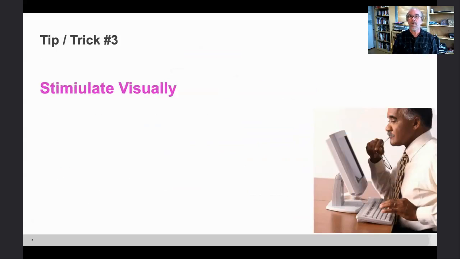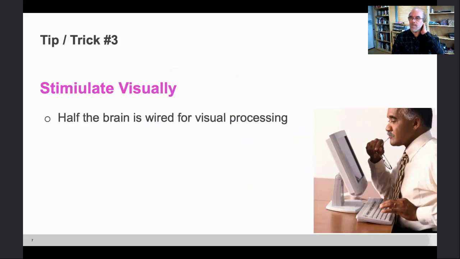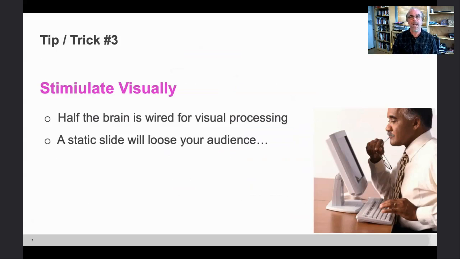Now, trick number 3 is something that you didn't have to worry so much about in a physical classroom, but you definitely have to consider as you're online. You want to stimulate visually. And by that I mean, since half of the brain is really visually processed, what you want to think about is, how do I make sure that it is attractive to my audience who are now watching me on a screen? Such as a static slide will lose an audience in around 30 seconds.